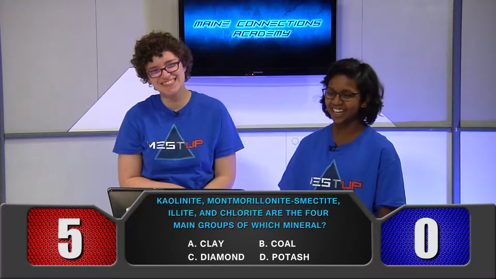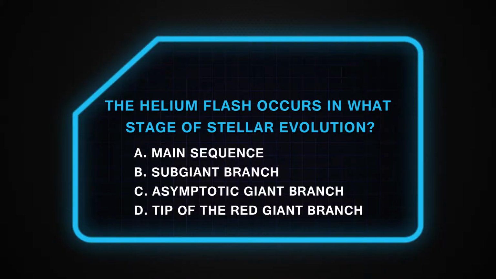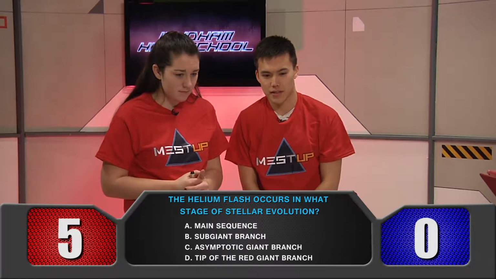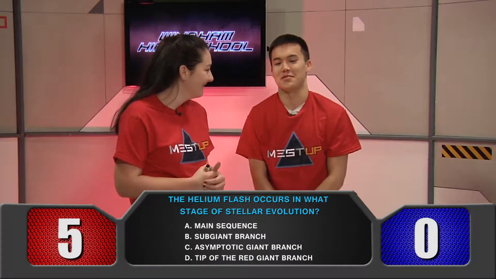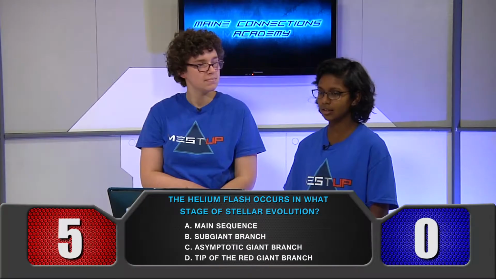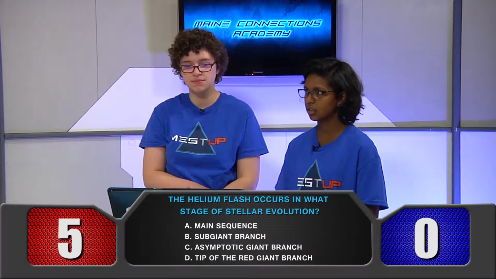Okay. Question 3. The helium flash occurs at what stage of stellar evolution? Red team. Is it B, subgiant branch? It is not. And blue team. Is it D, tip of the red giant branch? It is. That is correct.